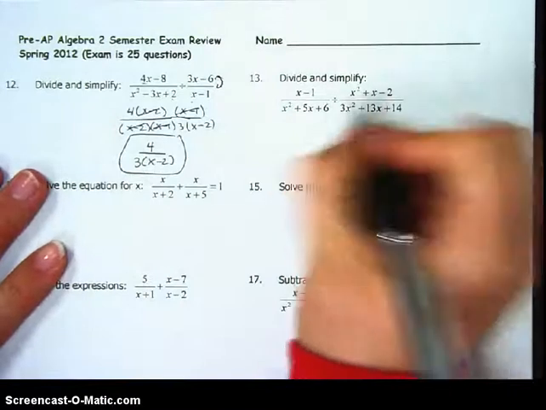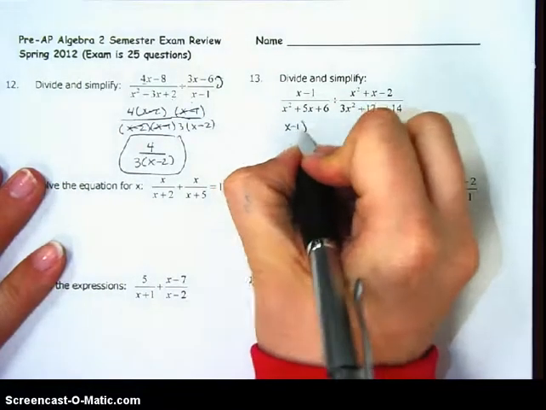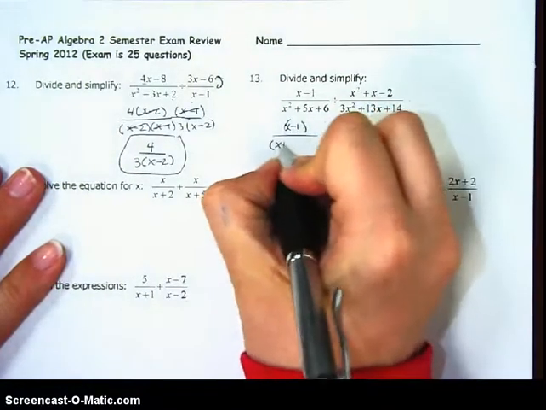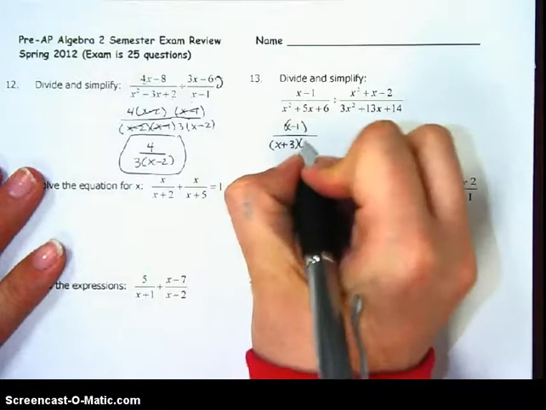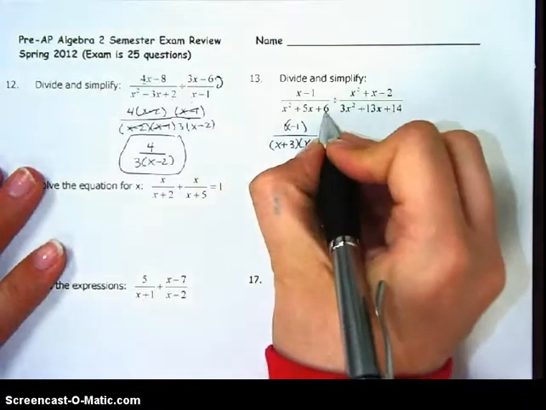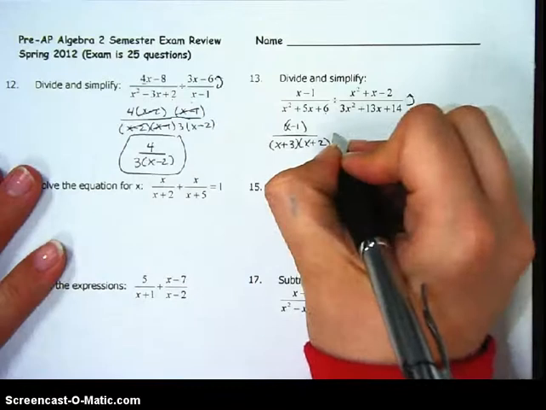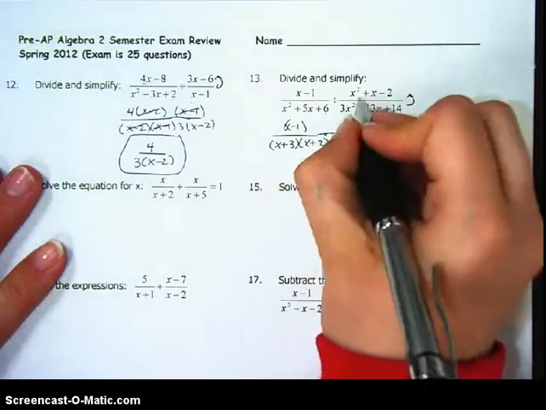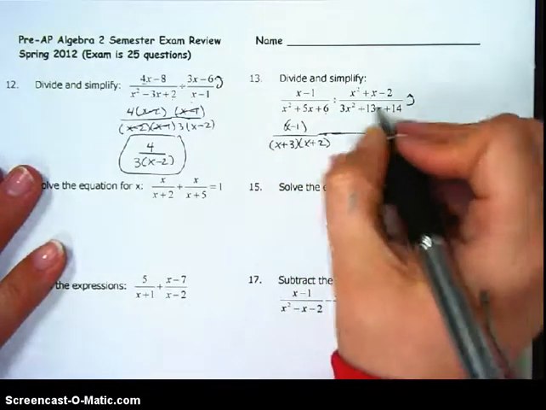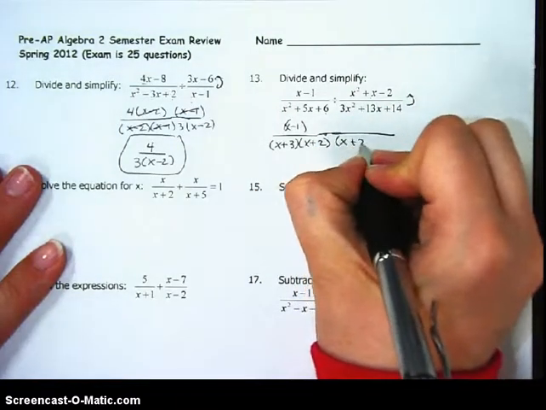On number 13, same thing. We've got x minus 1, we've got x plus 3, x plus 2, multiply to be 6, add to be 5. We're going to switch places here, so on the bottom is going to be my x squared plus x minus 2, which is x plus 2.